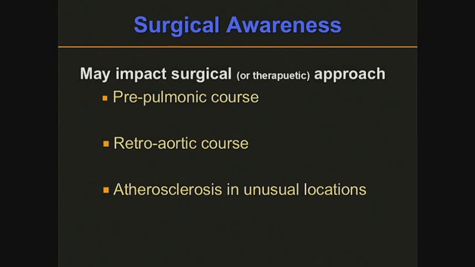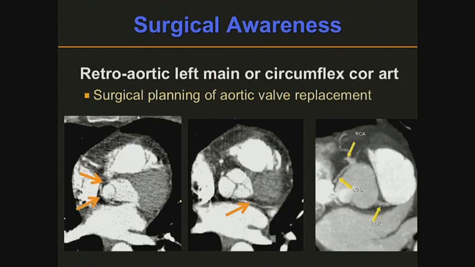Pre-pulmonic course, this is again what traditionalists call the benign type. Pre-pulmonic course, retroaortic course, and then I put this here too because when people have anomalous courses, there's more turbulence and they could have atherosclerosis in unusual locations. I'll show you an example.